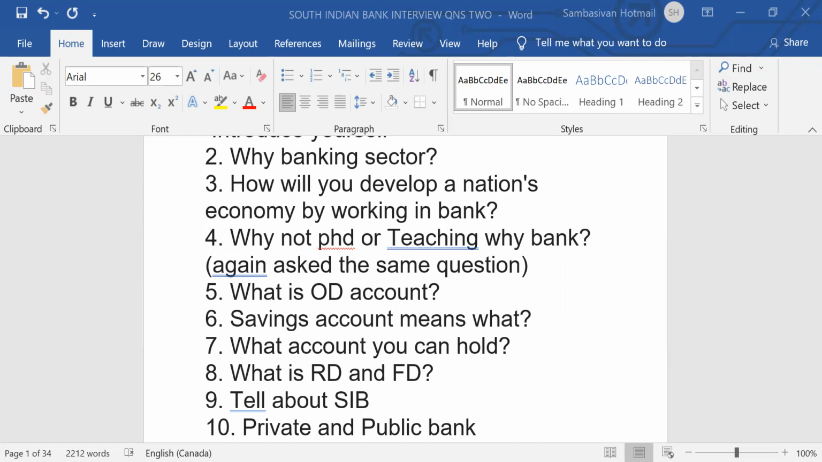What account can you hold? You can say, I can have a savings bank account. I can have a fixed deposit account if I have money. I can also have a recurring deposit. Recurring deposit is one where you have to pay installments every month. I think the next question is asked that way: what is RD and FD?